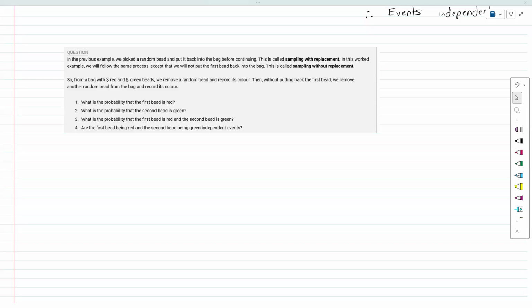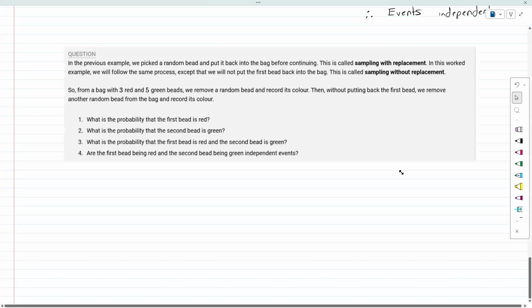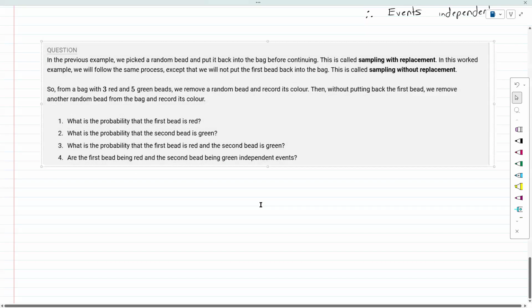Okay, guys, we'll be dealing with the next part. So this is also part of identities. We're going to try and get to Venn diagrams and tree diagrams as well, just for a little bit, but let's try and get this done. The next question says, in the previous example, we picked a bead and we put the bead back into the bag before continuing. This is called sampling with replacement, right?